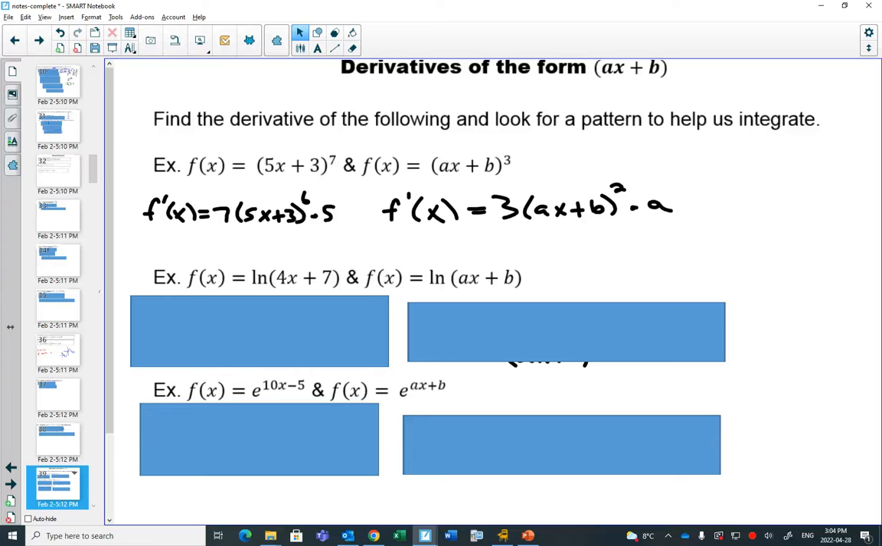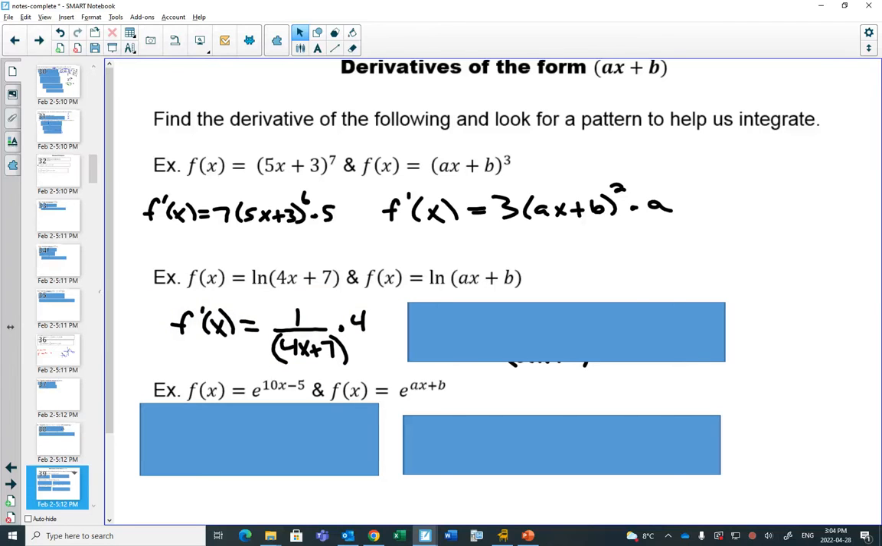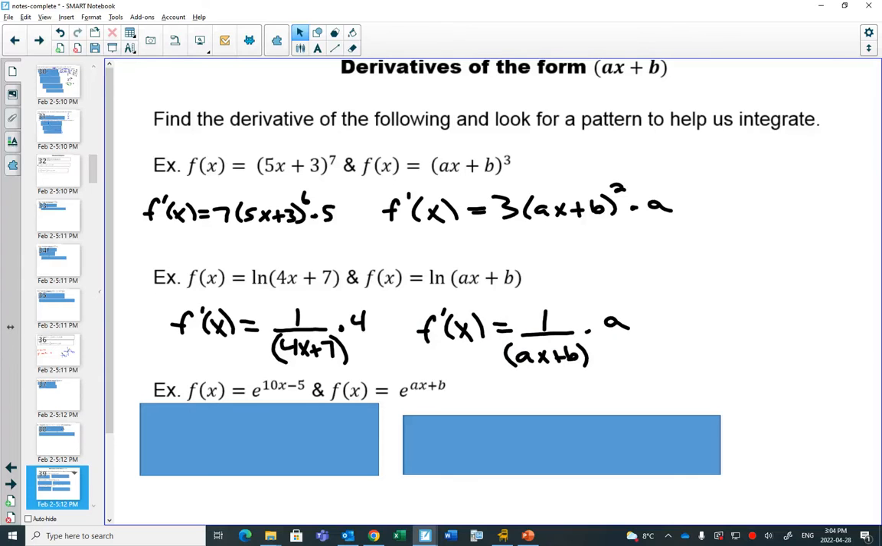What if you have ax plus b inside of a natural log? If you did the derivative, you would have 1 over 4x plus 7. And then because of the chain rule, you'd have to multiply by 4. So anything of the form ax plus b inside of a logarithm, when you do the derivative, you'd have 1 over that, but then you would have to multiply by a.